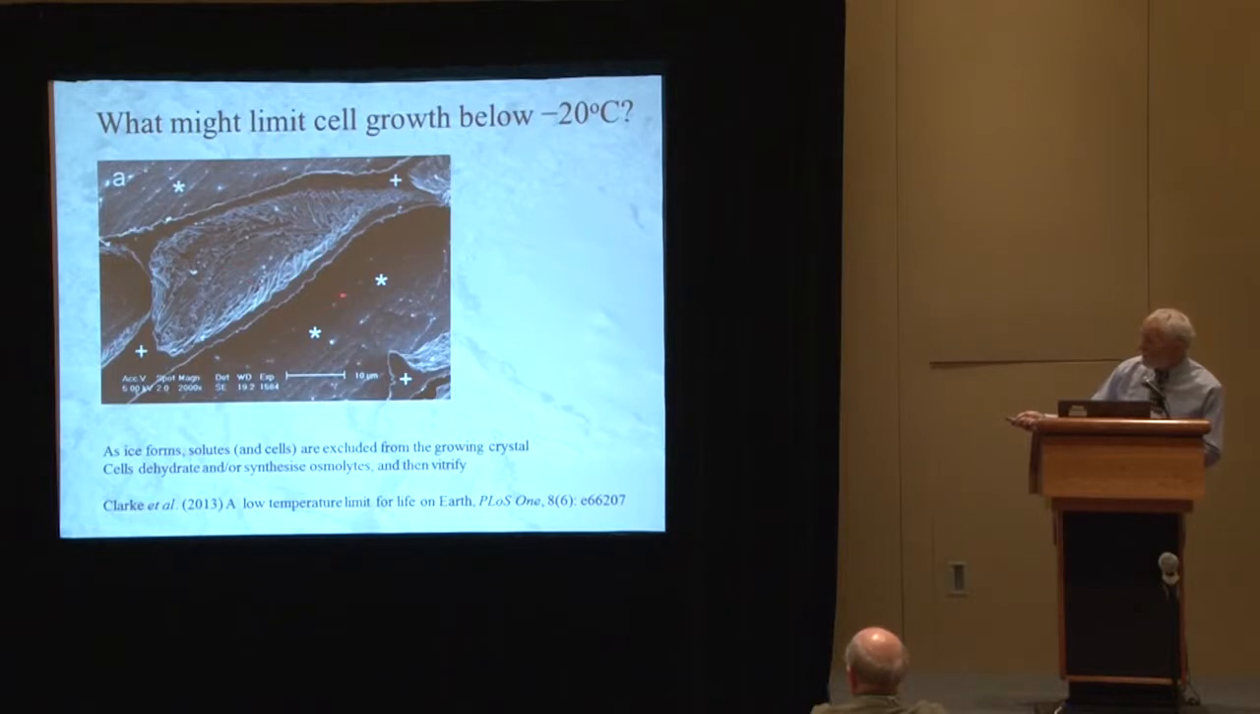A suggestion here is that it's vitrification of the cells. As the ice forms, the solutes and cells are excluded from the growing crystal. This is an SEM here. This is where the ice crystals were. What you see in the middle here is a concentration of bacteria that have been excluded from the ice and are in a high concentration solute mixture between the grain boundaries. The cells dehydrate because they're osmotically active and they vitrify.